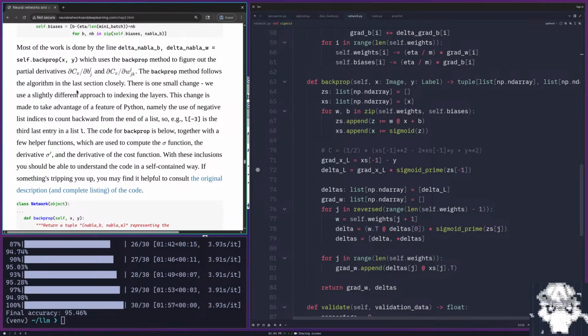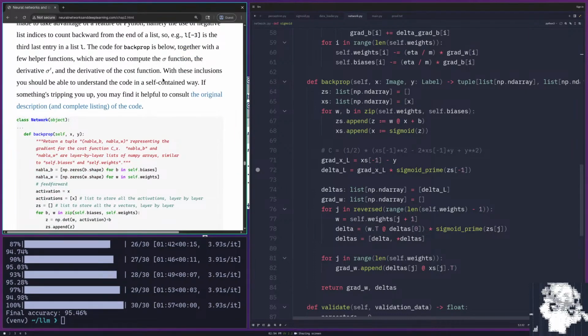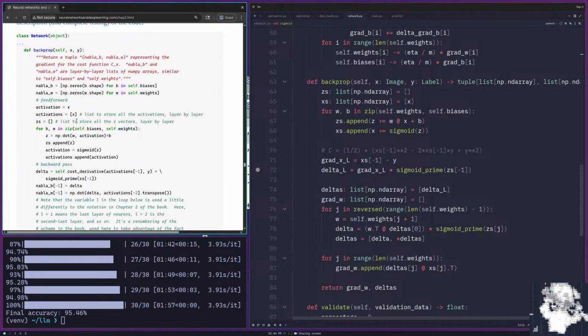The backprop method follows the algorithm in the last section closely. There's one small change. We used a slightly different approach to indexing the layers. This change is used to take advantage of a feature of Python, namely the use of negative list indices to count backward from the end of a list. So e.g. l[-3] is the third last entry in the list l. The code for backprop is below, together with a few helper functions which are used to compute the sigmoid function, the derivative sigmoid prime, and the derivative of the cost function. With these inclusions, you should be able to understand the code in a self-contained way. If something's tripping you up, you may find it helpful to consult the original description and complete listing of the code.